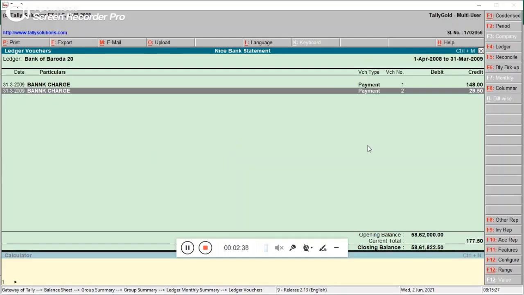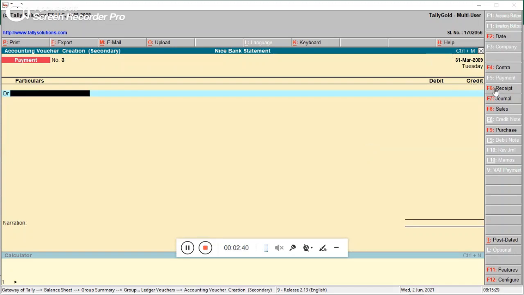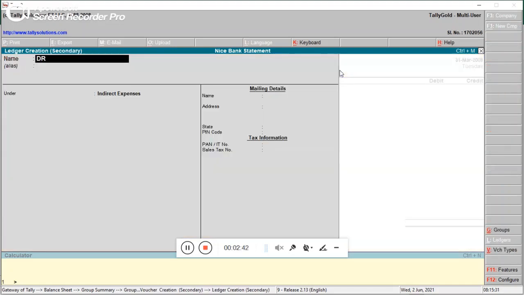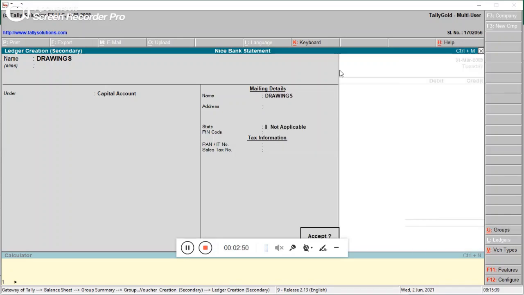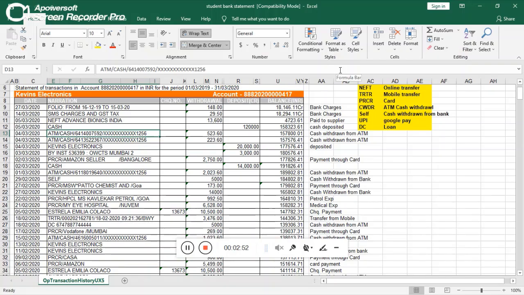So what you do, Alt A, press here and go to the payment here, all payments. You create drawings account. Drawings under capital. Remember, drawing should be deducted from the capital. That is very, very important. Then you put the amount, how much it is, drawings, that is okay, and the credit will be State Bank of India.